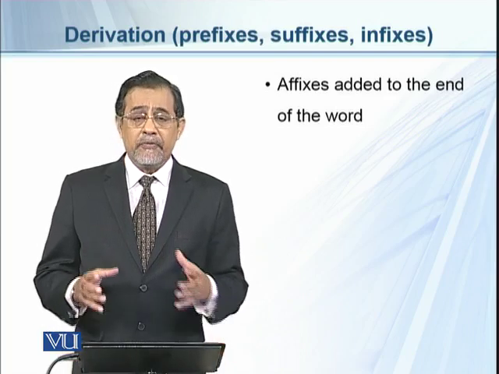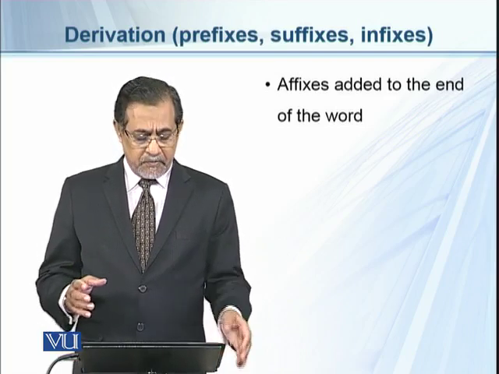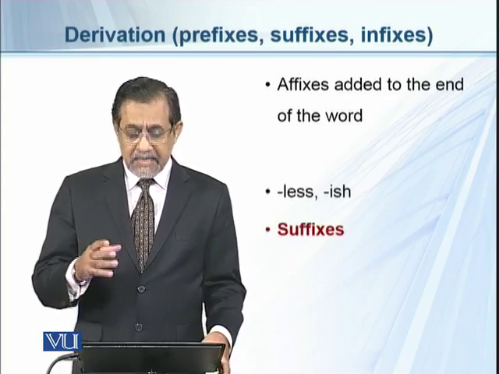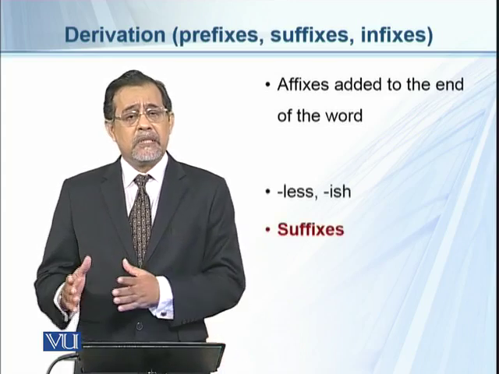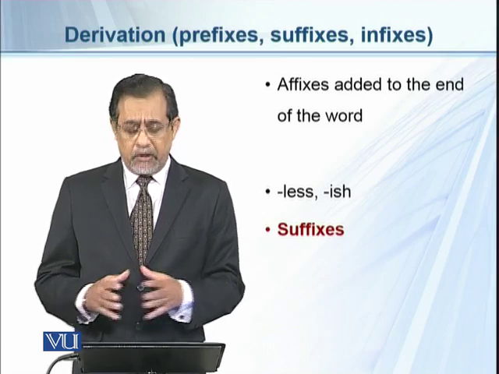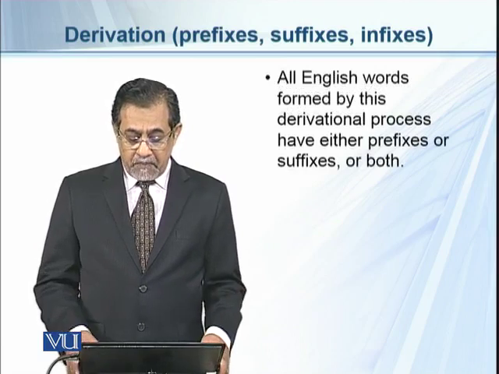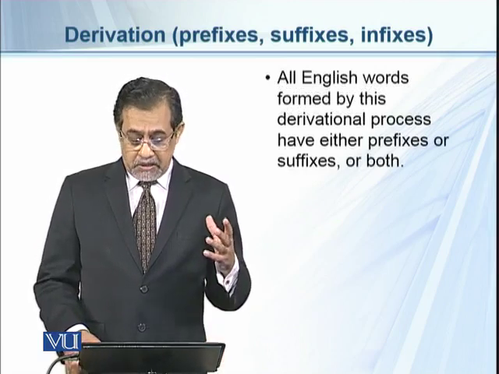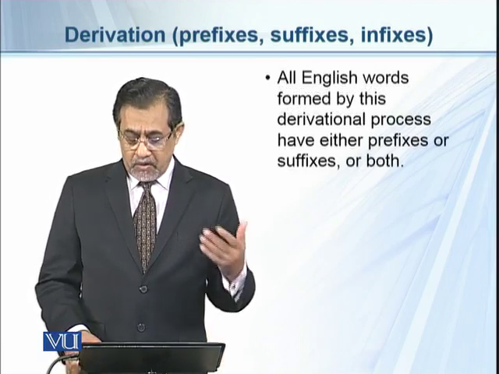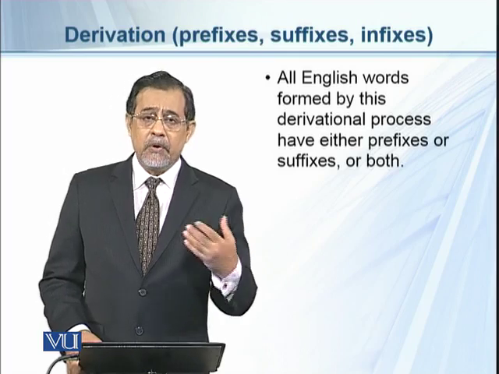Affixes added to the end of the word are suffixes. For example, we have less and ish. They're always joined to the end of a word. All English words formed by this derivational process have either prefixes or suffixes or both.